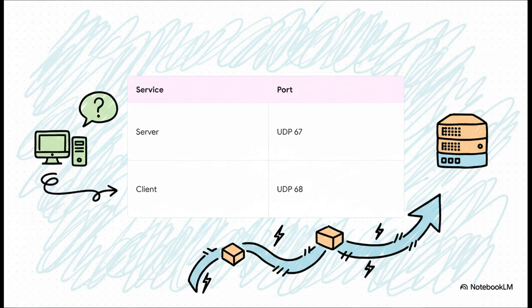You might be wondering, why use UDP instead of TCP? Well, it's because UDP is super fast, very lightweight, and has absolutely zero connection overhead. Remember, during that discover phase, the client doesn't even have an IP address yet to form a complex TCP connection. So it relies on the sheer speed and simplicity of UDP to just get the message out there.